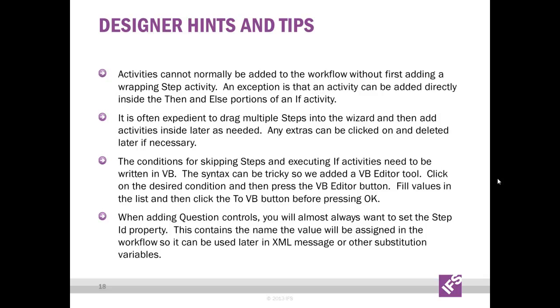The conditions for skipping steps and executing if activities are written in VB script. It can be a little tricky not knowing exactly how you need to get the values in and out of the workflow context. So we have a workflow editor tool. When you see one that says enter VB script here, if you click in there, then click the VB editor tool, it'll take you to a little pop-up, and that will help you create a basic VB script for user conditions. If you know VB script quite well, you can do a lot more things in there too, but this is just for a basic one.